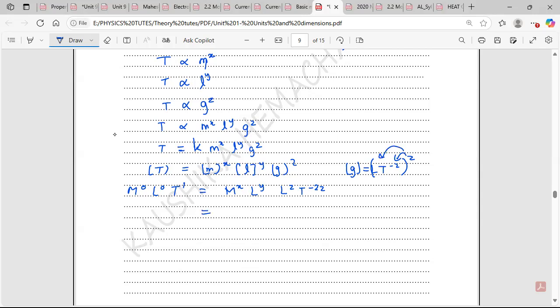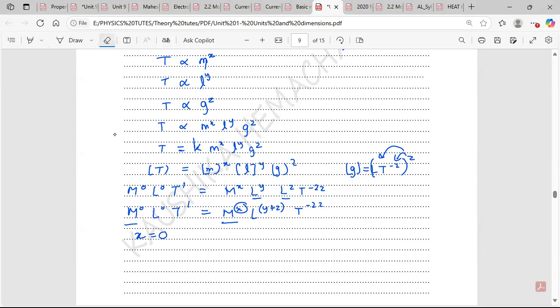So now again you have to write it. It's m to the power x. Now there are two L's, so L to the power y plus z, the powers are getting added. And t to the power minus 2z is equal to m0 L0 t to the power 1. So you can see for m, x should be equal to 0, because this should be equal to this, otherwise you can't get that equation. So x is equal to 0.